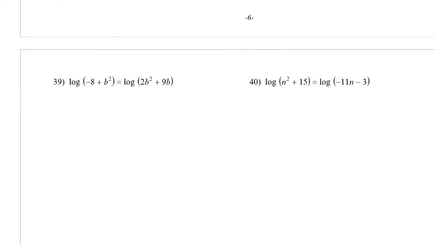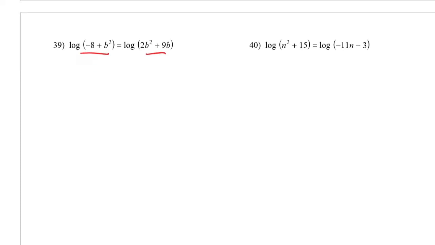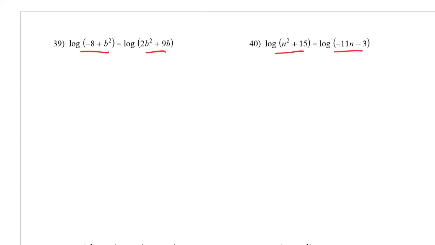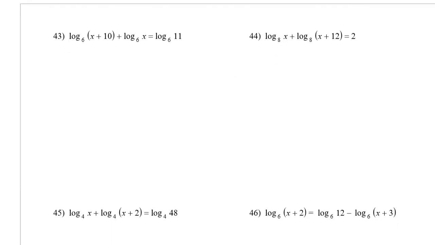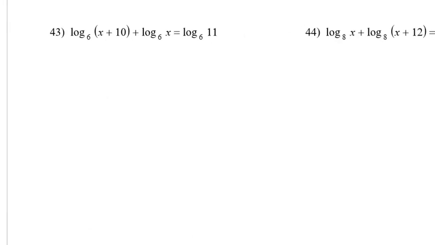So these are the same thing. We drop the log, write the input, set them equal to each other, solve by factoring, drop the log. All right, until we get to number 43, which is different from everybody. 43 is crazy. It has 2 logs on one side and 1 log on the other side.